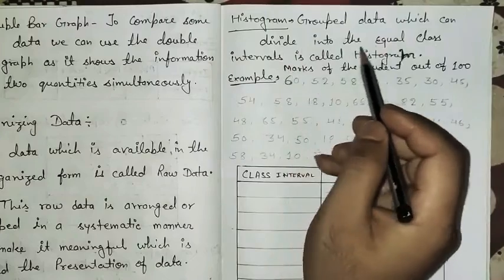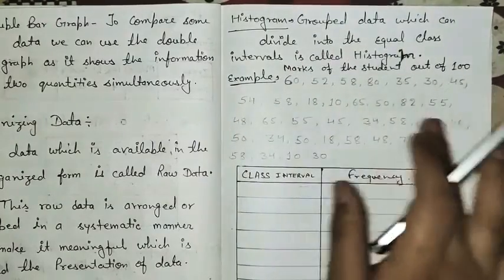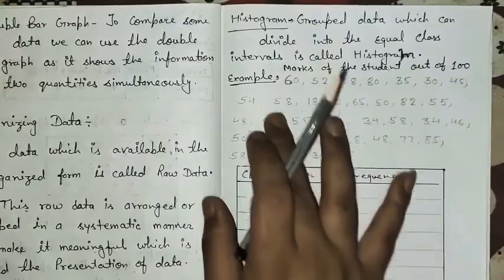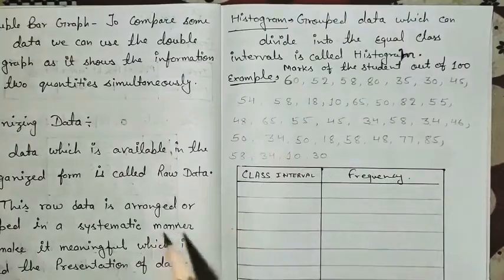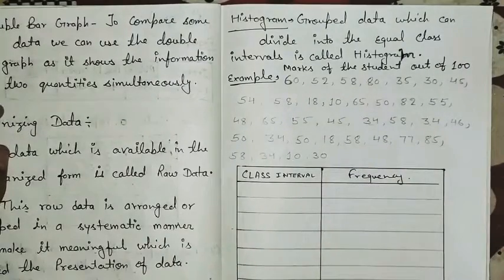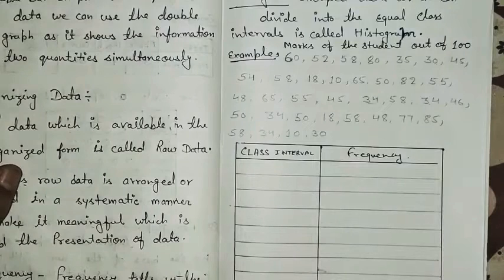Grouped data which can be divided into equal classes. So it is grouped data. It is a group of students who got different marks. We can divide them into different intervals, and the size of the interval should remain the same. Like I am taking 10 to 20, 20 to 30, 30 to 40, 50 to 60, 60 to 70, and in between I can't take 65 to 70, 75 to 80, 62 to 63. If I am taking 10 to 20, 20 to 30 from the initial point, I have to go for the same. It will be a constant class interval size.